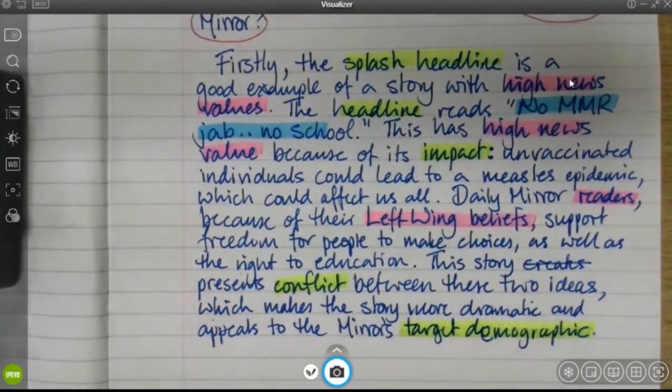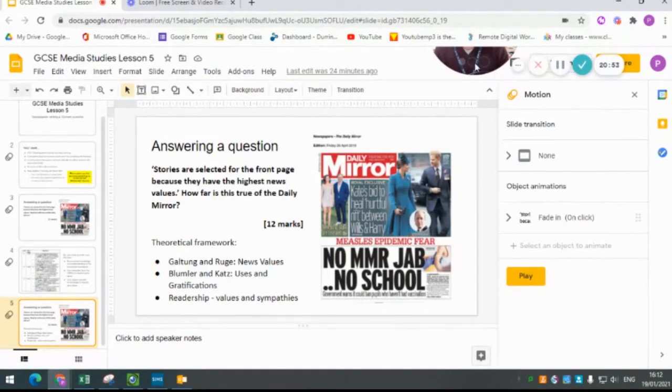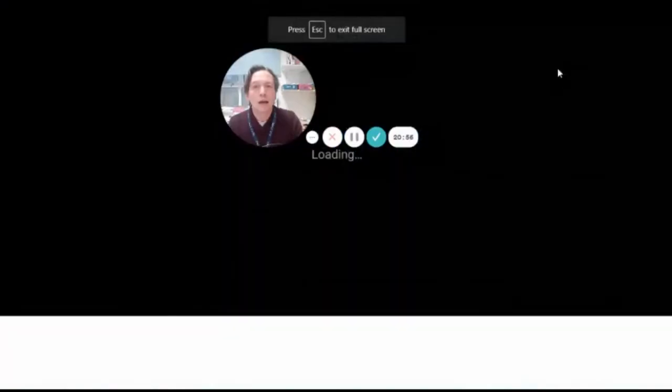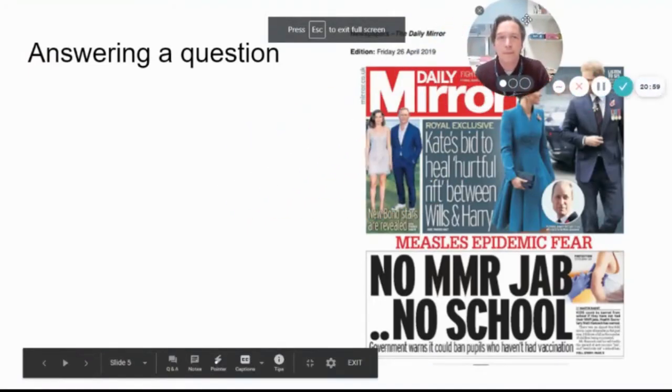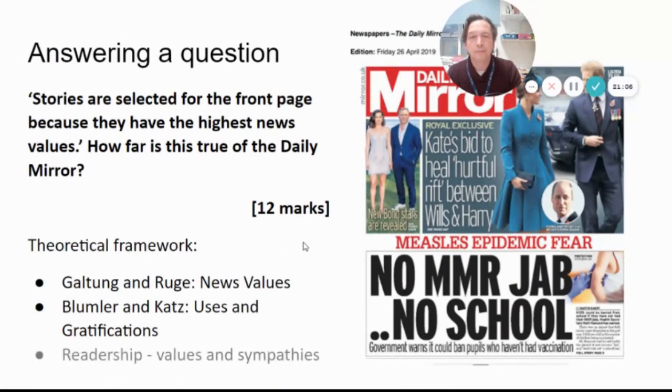Okay, now what I would like you to do, please, is think about the other stories on this page. If there's anything else that you can say about this front page story, no MMR jab, no school, feel free to make another point. But I think, as I was saying, with uses and gratifications, the main reason why people are going to be reading that MMR jab story is because they need information. The one about the royal family, you could argue that that's information as well. It's not as vital as the information in the measles story, which could literally keep you alive.